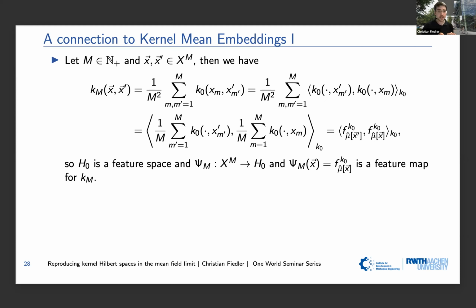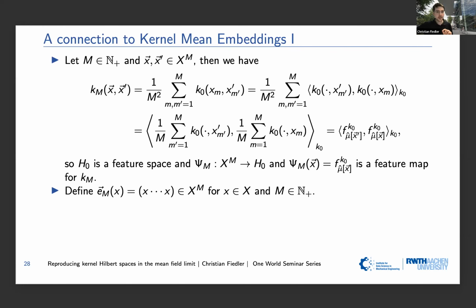So in other words, H0, the RKHS of the base kernel, is a feature space, and the map which takes an input, turns it into the empirical measure, and then does the KME is a feature map for the double sum kernel.